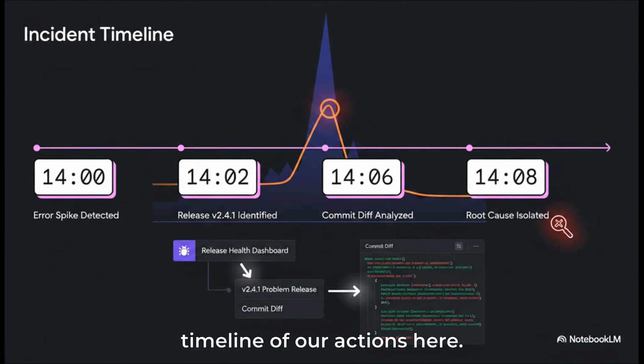Just look at the timeline of our actions here. At 1400, the error spike is detected via an automated alert. By 1402, we've jumped into the release health dashboard and identified v2.4.1 as the bad actor. At 1406, we've clicked into the release details to look at the commit diff, seeing exactly what code changed. And boom, by 1408, we have isolated the root cause. 8 minutes. That is the pure power of having your telemetry deeply, deeply linked to your version control.